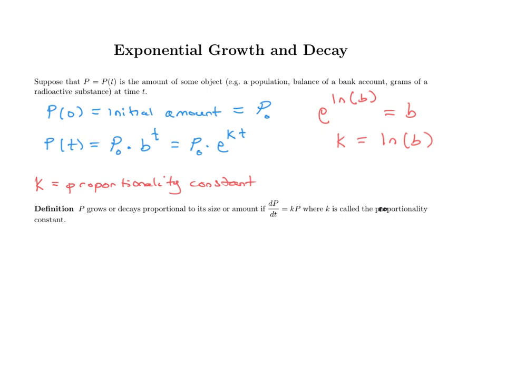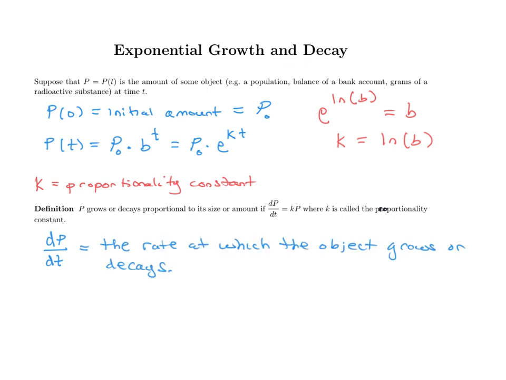Now, how does this relate to calculus? What we're interested in is not just the equation, but the derivative of the equation, which is this. If P is the amount of some object, then dP/dt is the rate at which the object grows or decays. So if the object was, let's say, a population, that'd be the rate at which the population is growing at some given time. If it was the balance in your bank account, it'd be dollars per year, how fast is your account growing, and so on.